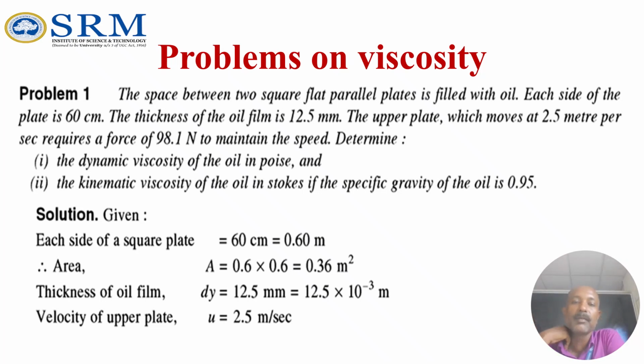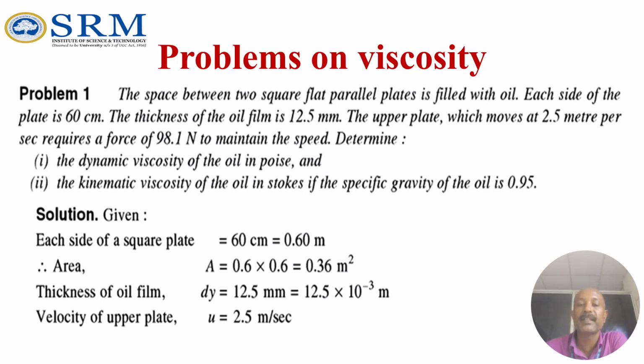So in this problem, what are the data given here? First we have to write it. Before writing the solution, first write the given data. The square flat plate, 60 centimeter, so the area we can calculate 60 multiply 60, right? Otherwise we convert to meter: 0.6 meters by 0.6 meters, 0.36 meters square. And dy, the thickness of the oil film, is 12.5 mm, right?